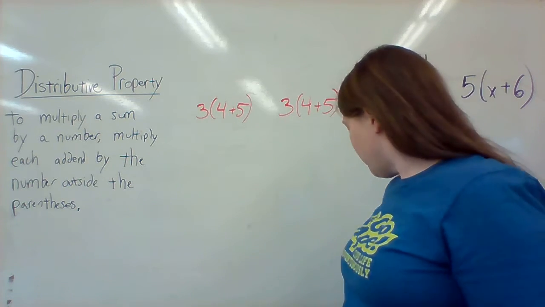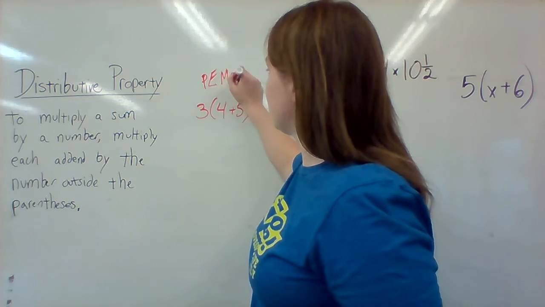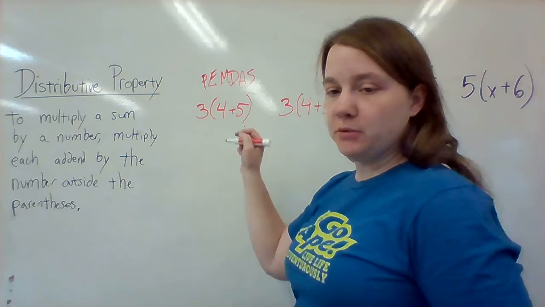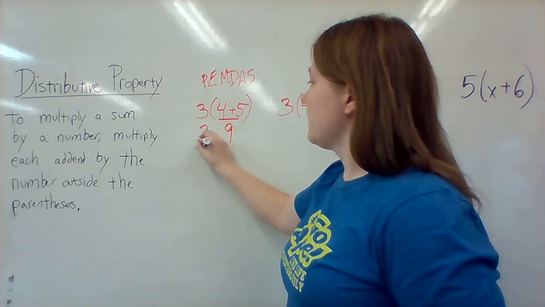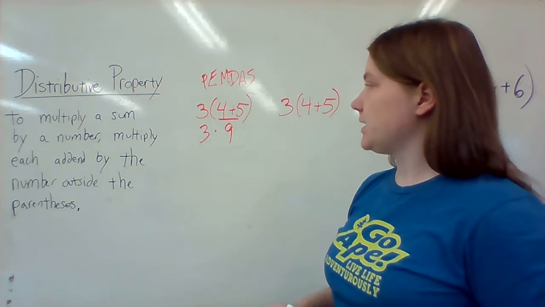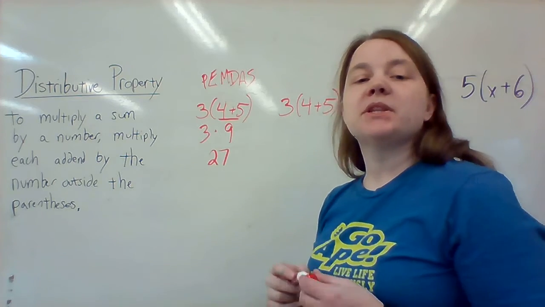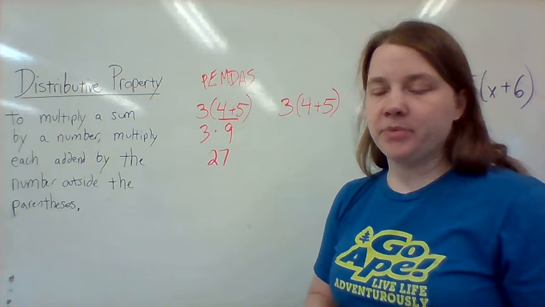Now, if you were to follow PEMDAS, what you would do is you would do what's in the parentheses first. 4 plus 5 is 9. You carry down the 3. 3 times 9 is 27. But there's another way that you can approach this particular type of problem.